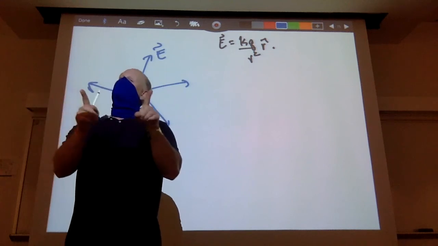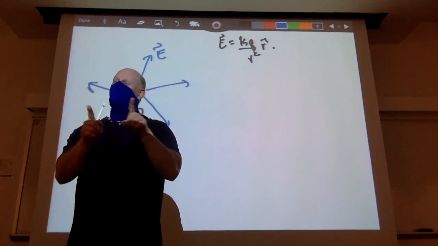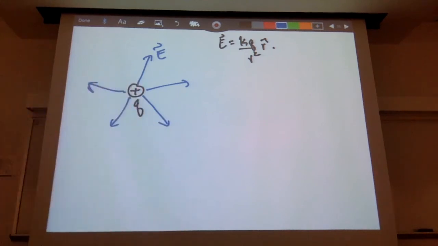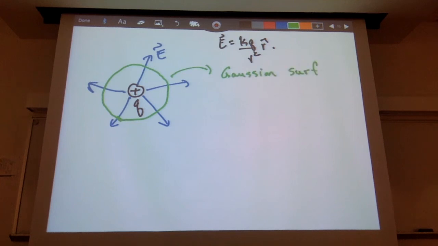Now, not all problems have a good symmetry, and I'll show you an example of that in just a second. Let's finish this one up. What we know is that the magnitude of the electric field is constant everywhere at a constant radius, which means I'm going to draw my Gaussian sphere, which in this case is this guy. This is what we call a Gaussian surface.